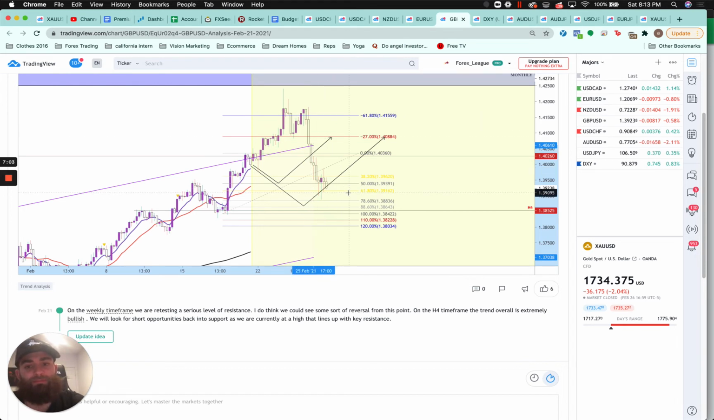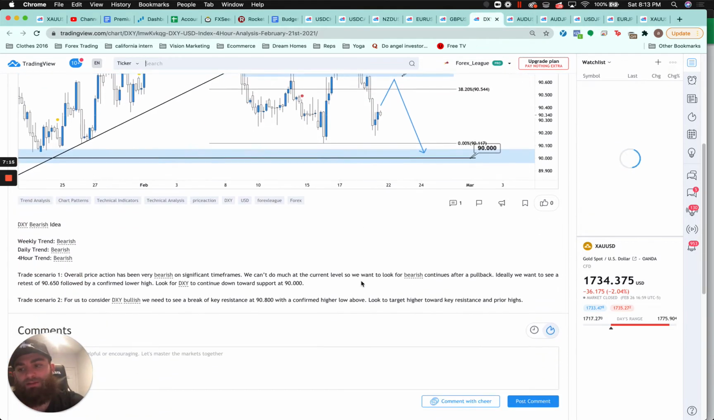Now it's dropping back into potential buy area. So let's be mindful, unless we break this support level, 138,500, we are going to continue to look for buys on this one. Let's go to the dollar index.